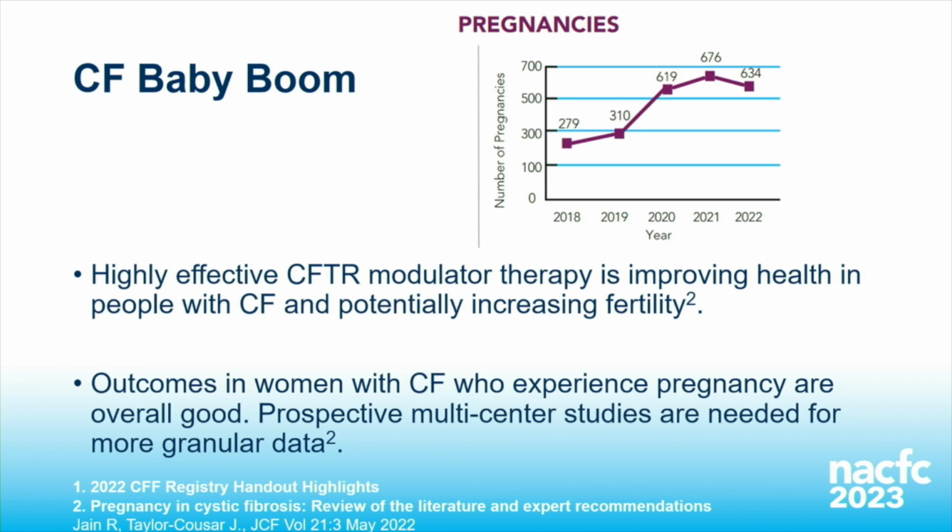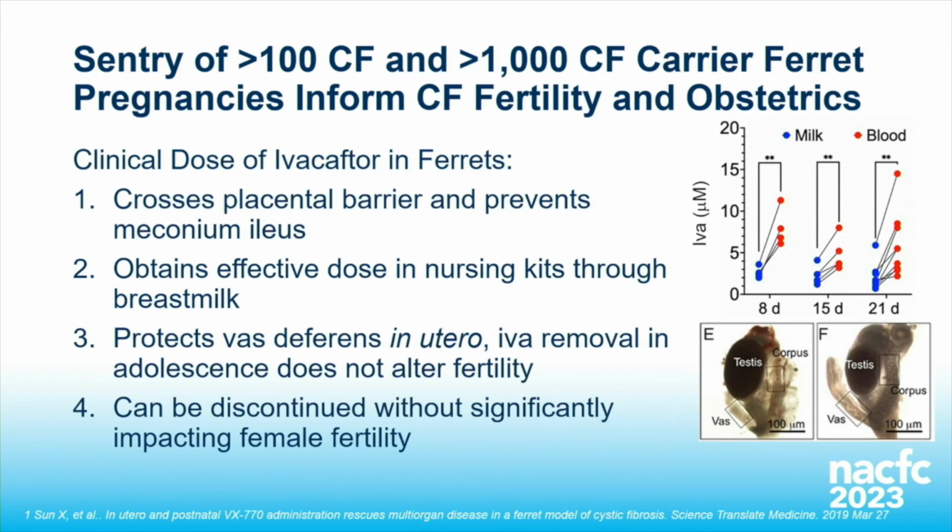But there is one place where we have a lot of pregnancies all at the same spot, and that is in our ferret colony. Over the last few years, we've had well over 100 CF mothers give birth to kits and thousands of carrier ferrets giving birth to CF ferrets. So again, it's a nice way to try to get a handle on fertility and obstetrics in a population where the same people are looking at all of them. And we've already learned quite a bit.